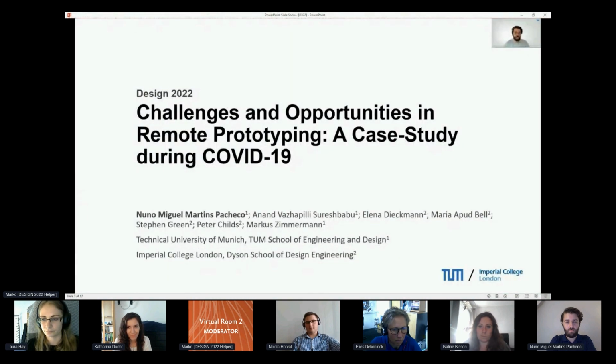Hi, everybody. My name is Miguel Pacheco, and I'm a PhD candidate from the Laboratory of Product Development and Lightweight Design from the Technical University of Munich. This paper was a collaboration between the Imperial College and TUM, and I'm going to present you briefly our paper, Challenges and Opportunities in Remote Prototyping, a Case Study During COVID-19.